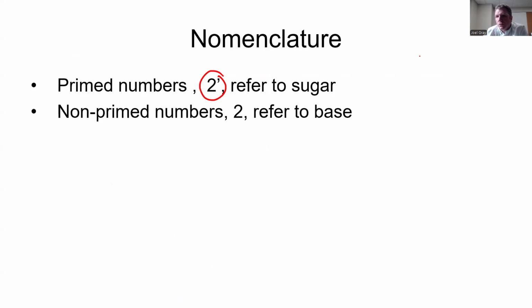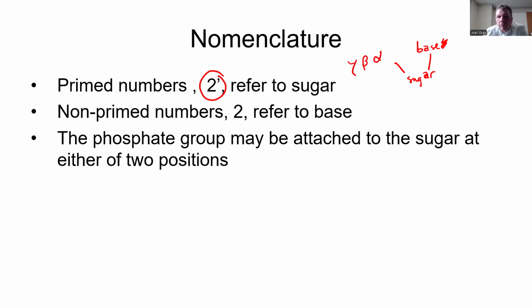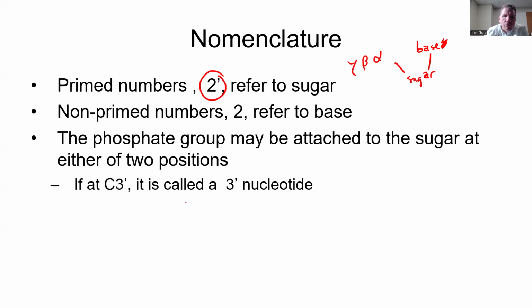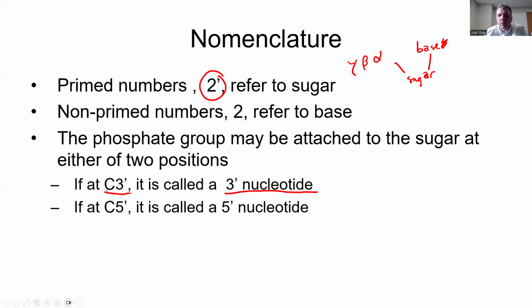So non-prime numbers are in reference to your base. Then primed numbers are in reference to your sugar, and then alpha, beta, gamma is in reference to the different phosphates. Now, the phosphate group may be attached to the sugar at either of 2 positions. It's typically going to be attached to the 5 prime position, but it might also be attached at the 3 prime position. If it's at the 3 prime position, it's referred to as a 3 prime nucleotide. If it's at the 5 prime position, it's referred to as a 5 prime nucleotide.